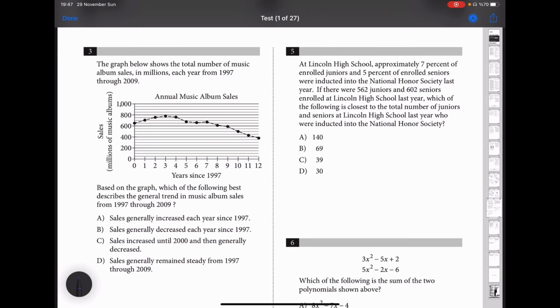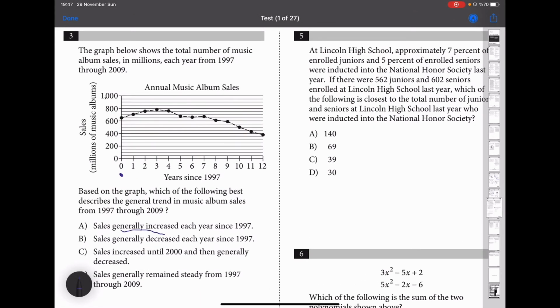Next question. The graph below shows the total number of music album sales in millions each year from 1997 through 2009. Based on the graph, which of the following best describes the general trend in music album sales from these years? Let's check the choices. Sales generally increased each year since 1997. 1997 is here, but the sales did not always increase because after 2000, generally we see a decreasing behavior. So A is not correct.